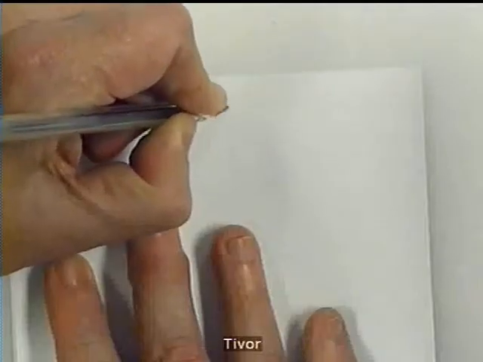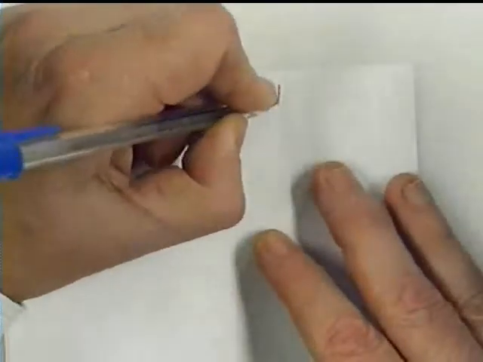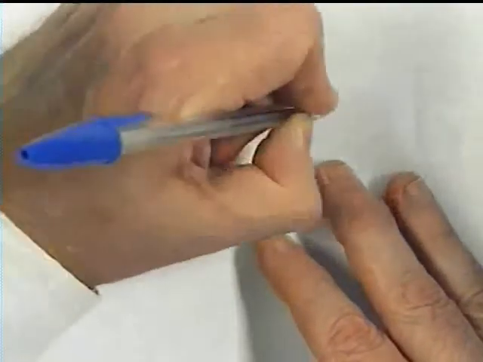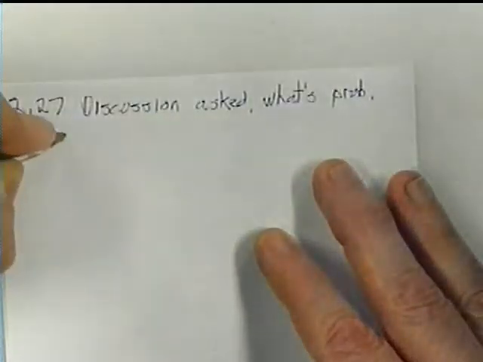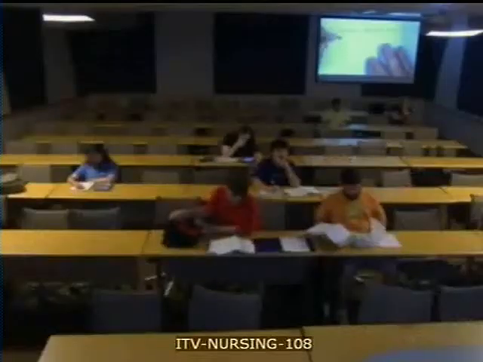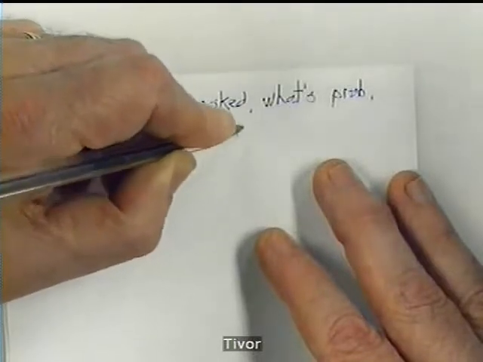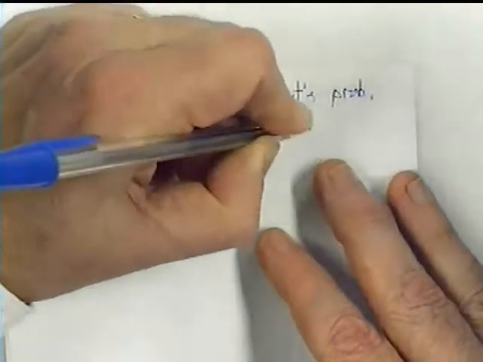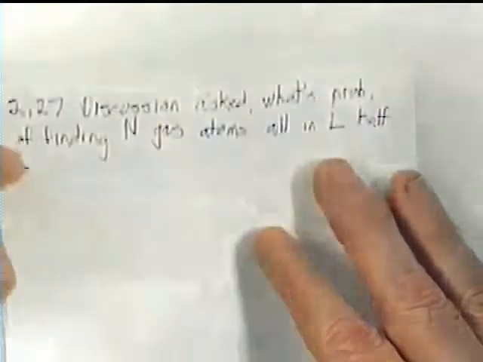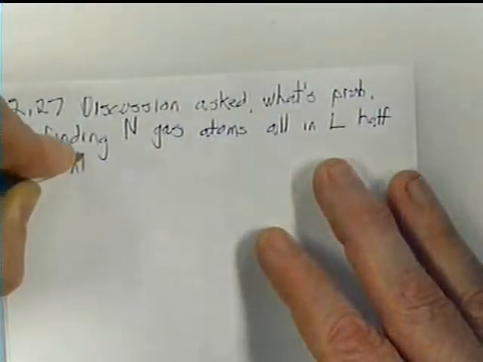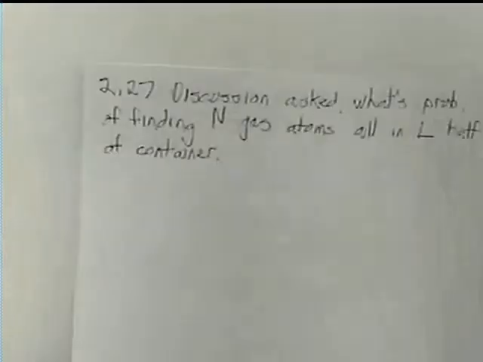The chapter asked, and I think answered, what's the probability of finding gas atoms all in, say, the left half of a container? Okay, and how do you figure that?